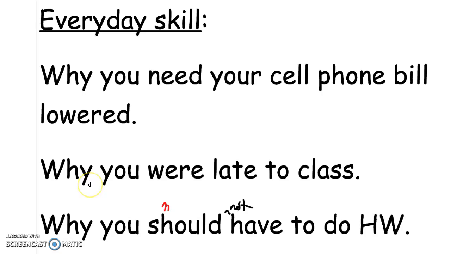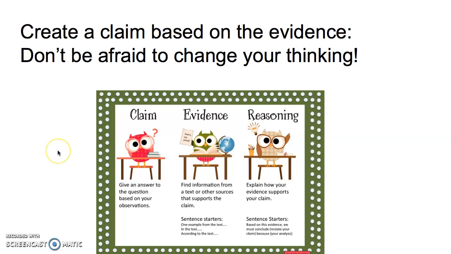And this is also an everyday skill, not just something that sits in the history classroom. If you get a cell phone bill and you're overcharged, you have to call up and make a claim and give evidence and reasoning why you're overcharged. Or if you're late to class, you're going to argue with me about why you're late to class and I shouldn't mark you tardy. So this is a skill that we use every single day. What we need to remember in history is that we're making claims and gathering evidence, but it's okay for this to be fluid. It's okay for your claims to change. It should change based on your evidence.